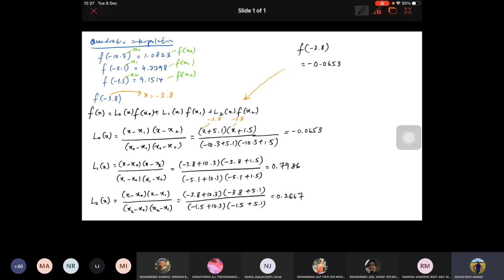F of x0 is 1.0823 plus L1 is 0.7986 darab X1 is 4.7798 tambah 0.2667 darab dengan 9.1514. So, berapa jawapan dia? Salah dapat ni.